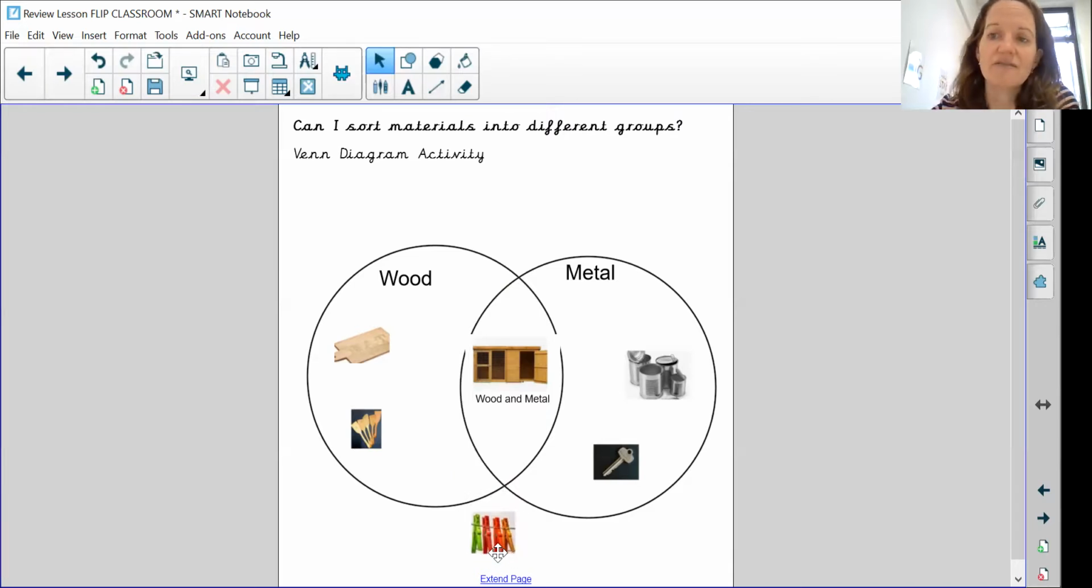So this sorting activity is one thing that we did in the class, and there should be pictures on Tapestry of you all doing it. So we've sorted the objects into the different materials. So that's another thing that you need to be able to do.